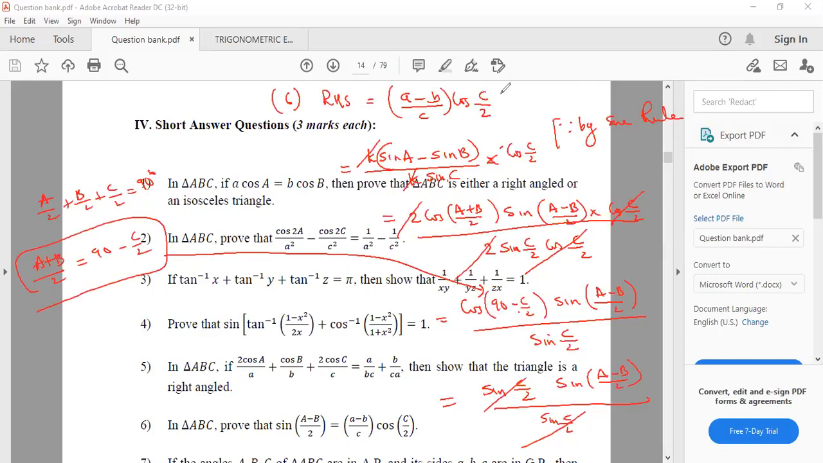Anybody wanted to see? Circle practicals रहेगा क्या? नहीं, practical सब बंद है. अभी board exam के बाद.